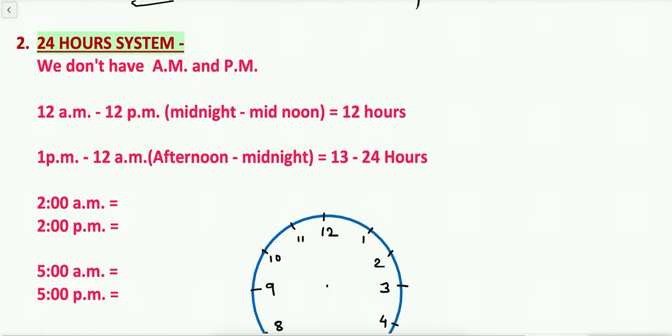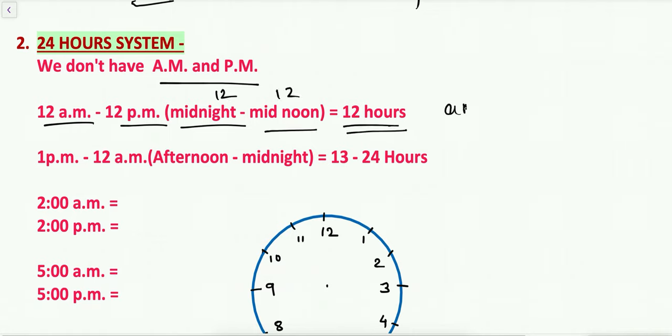Now the 24-hour system. In the 24-hour system, we don't have AM and PM. From 12 AM to 12 PM, that is midnight 12 to afternoon 12, is the 12-hour system, that is AM only.